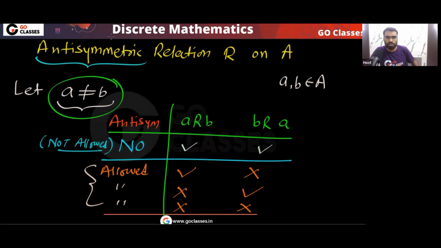I hope you understood the definition of anti-symmetric relation. Is this clear? If A, B are different elements, then at most one of them can happen. Both of them together cannot happen. So these are the allowed cases. Very simple. Now let's move on.